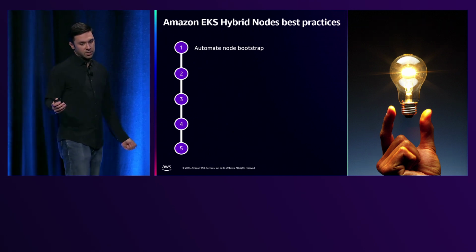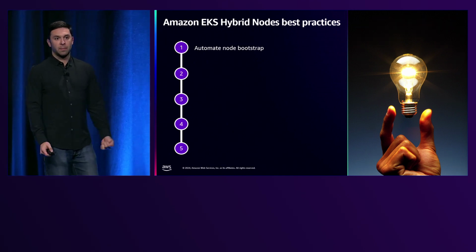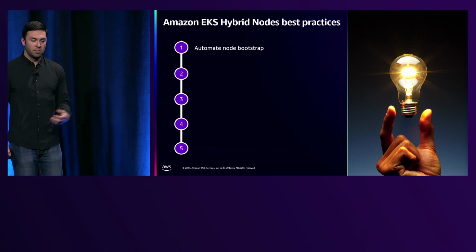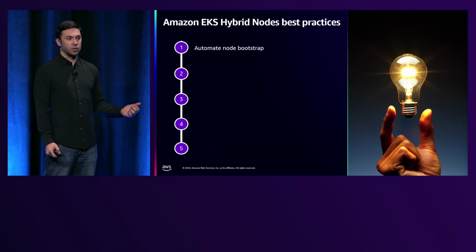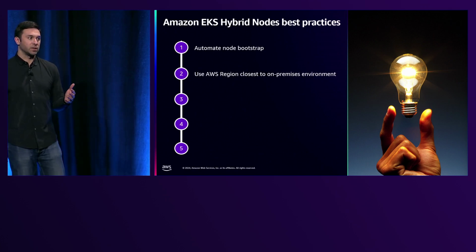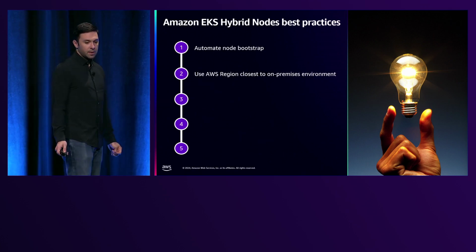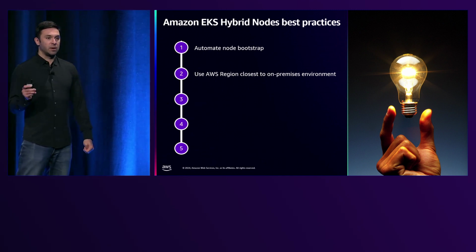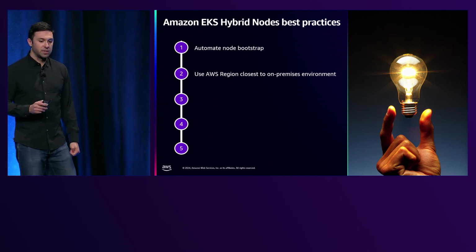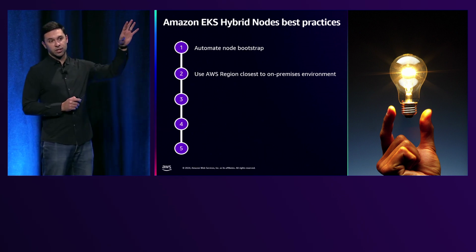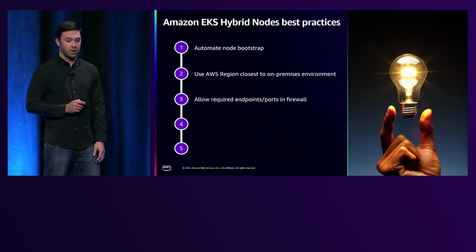And the first one, as I touched on, was automate your node bootstrap. Don't run nodeadm as a CLI if you're going to go to production with this. Build your golden images with the dependencies included and configure nodeadm to connect to your EKS cluster at host startup. Second one, lower latency, better experience. Use the AWS region that's closest to your on-premises environment when you're using hybrid nodes. And by use the AWS region, I mean create your cluster in the AWS region that's closest to your on-prem environment.